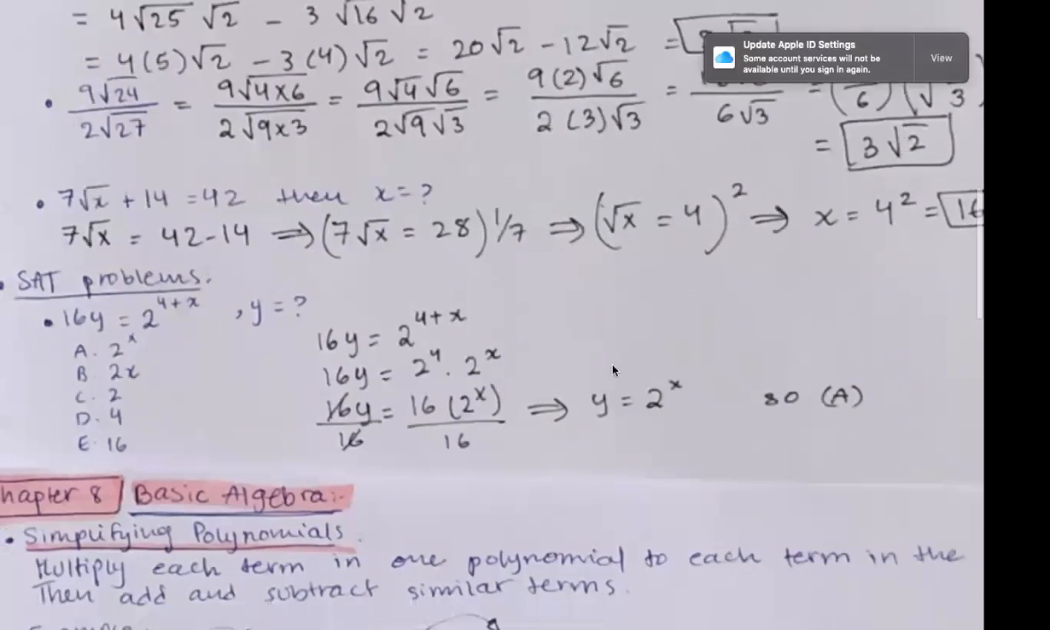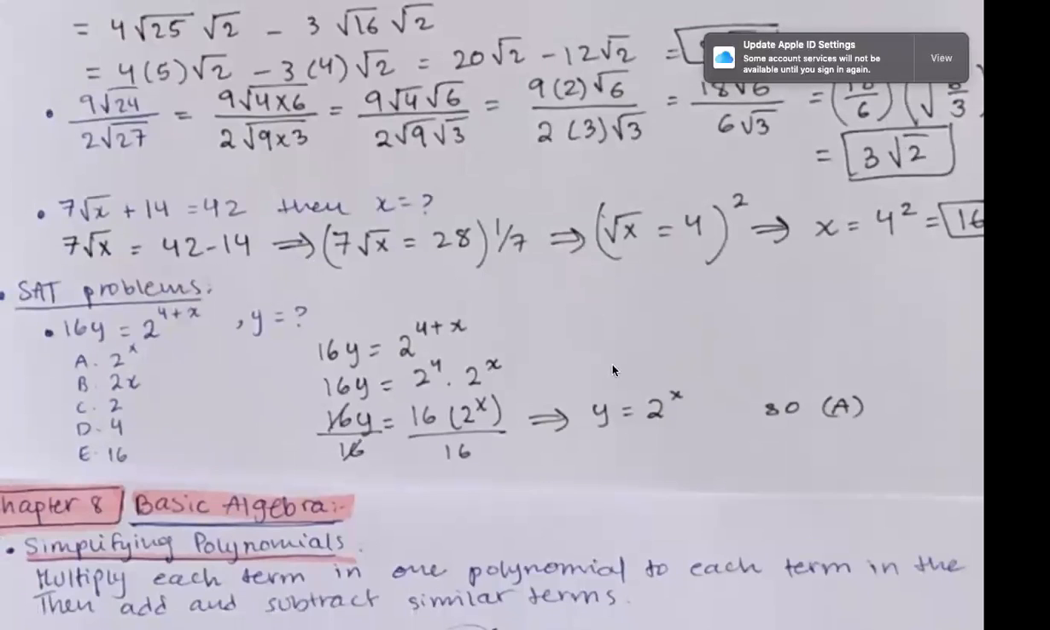Good. Now, the last thing is we have an example from an actual SAT exam. We have this expression, and we need to find y. So we have 16y equals 2 to the power of 4 plus x. From the basic rules of exponents, we know that this expression can be divided into two, which are 2 to the power of 4 multiplied by 2 to the power of x.